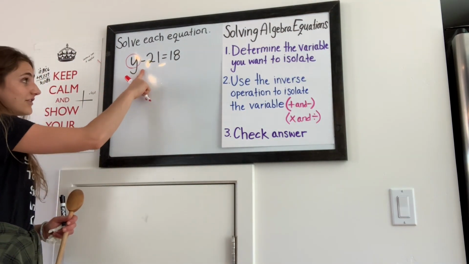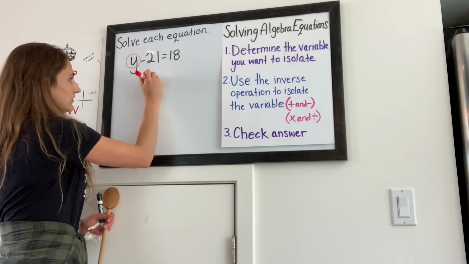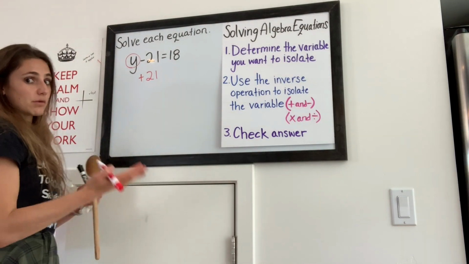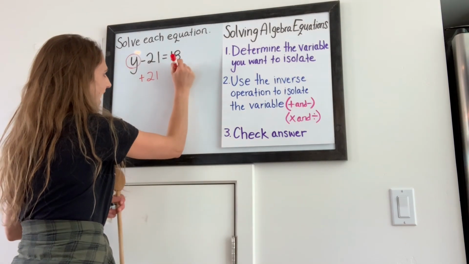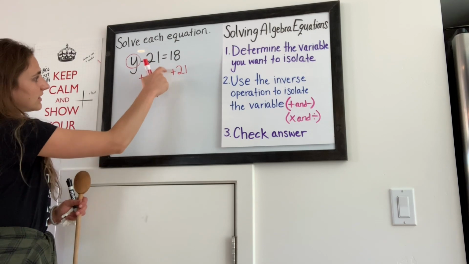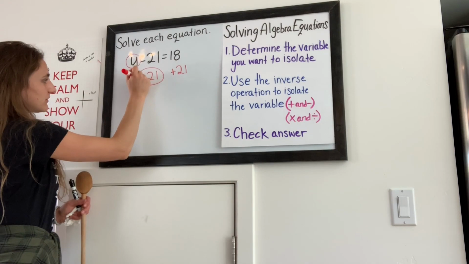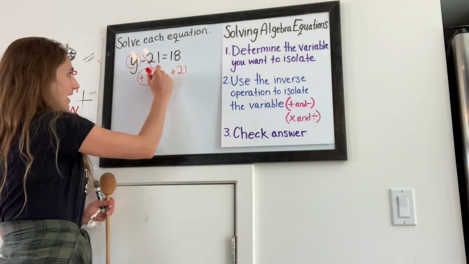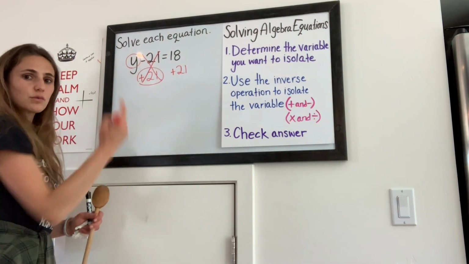All right, so instead of subtracting 21, we'll do the inverse. We'll add 21, okay? Now, this is where things get a little bit tricky. Remember, whatever I do to one side of the equation, I also have to do to the other side of the equation. So I'm going to add 21 to 18. Okay, so what we have here basically is 21 minus 21. We have a positive 21 minus another 21. So what that would amount to is 0. 21 minus 21 equals 0.